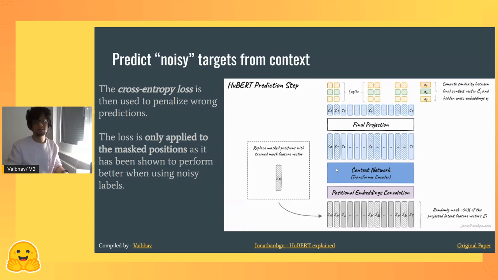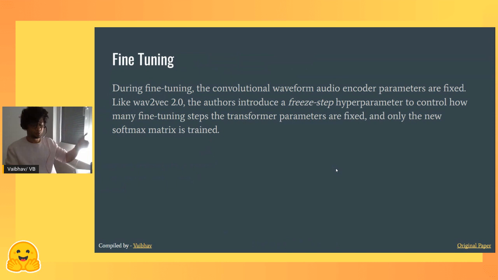And that's pretty much it, right? So the model effectively learns these units, and they pre-trained it on LibriSpeech 960h, the full dataset, and then they tried this out for different fine-tuning tasks, for different downstream tasks, sorry.